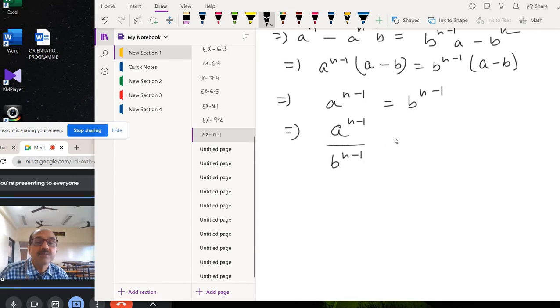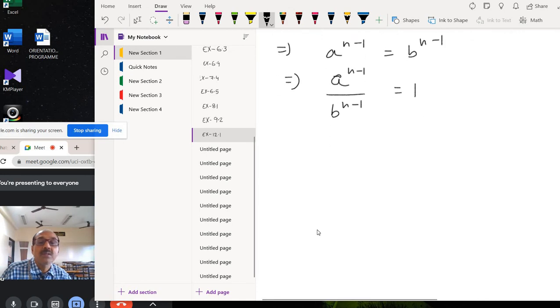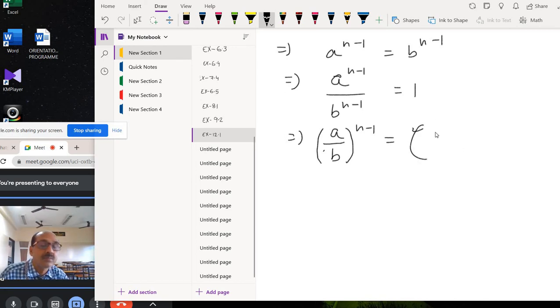That equals 1. So (a by b) to the power n minus 1 is equal to 1, which is (a by b) to the power 0. So n minus 1 is equal to 0, and then n is equal to 1.